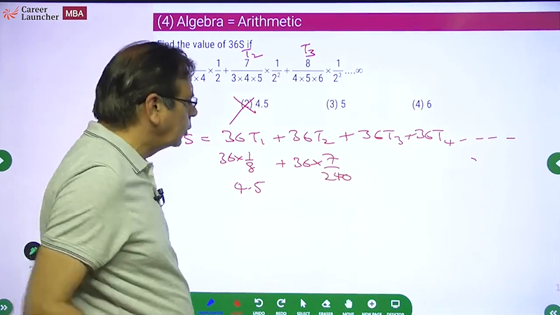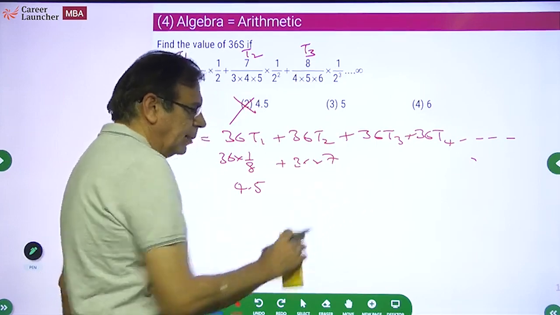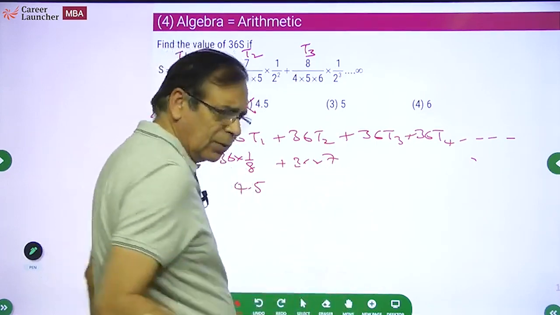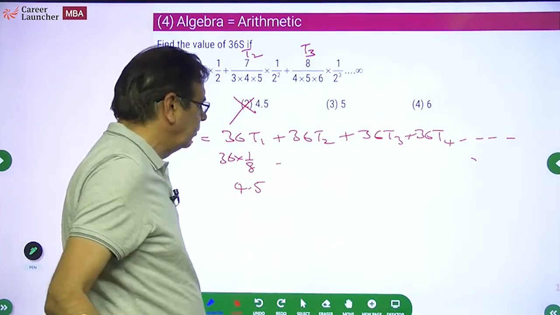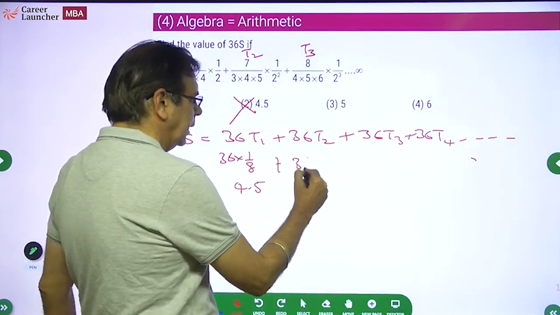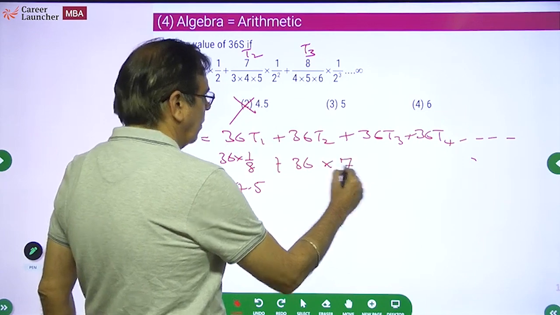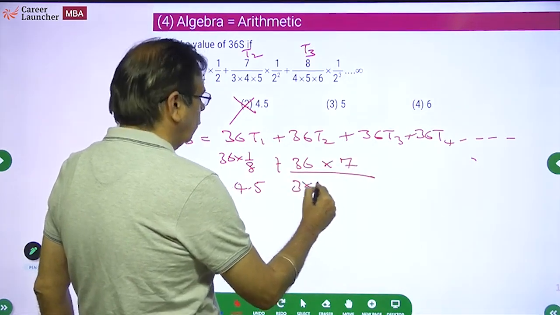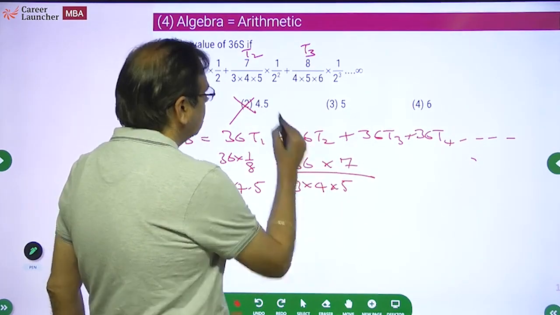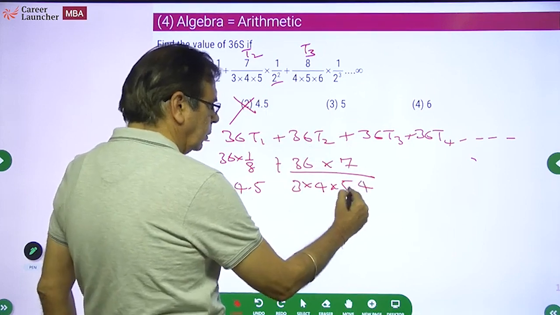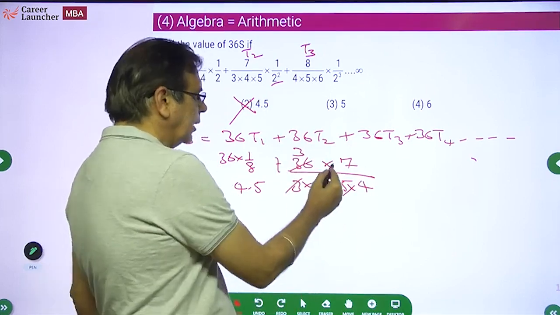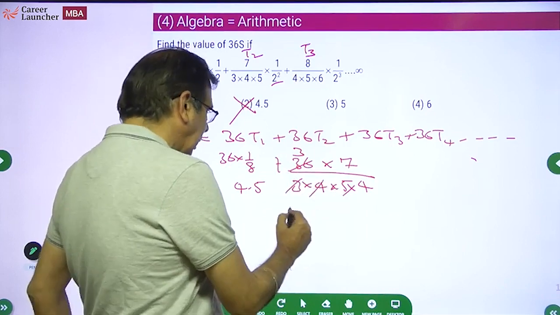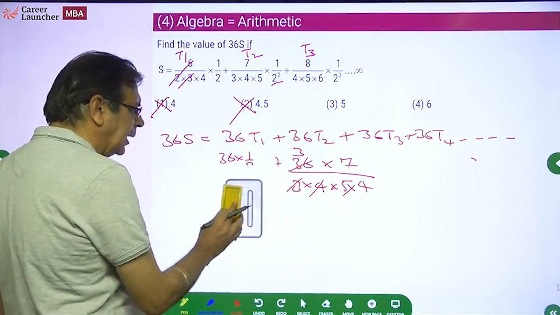Right? Or if you want to just save time, don't multiply the entire thing, because in the numerator you have a 36, so we can obviously look at cancelling it out. So plus 36 into 7 upon 3 into 4 into 5. Instead of 2 squared, I write it as 4. 4 3s are 12, 12 3s are 36. What is this? 21 by 20. This is approximately 1, slightly more than 1.